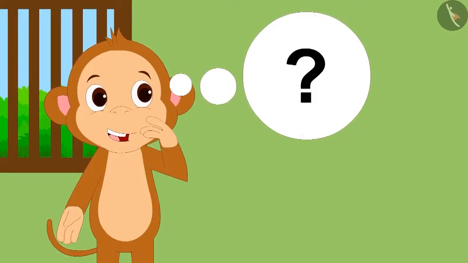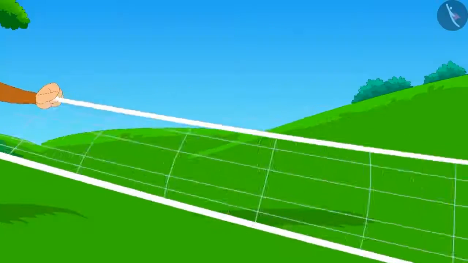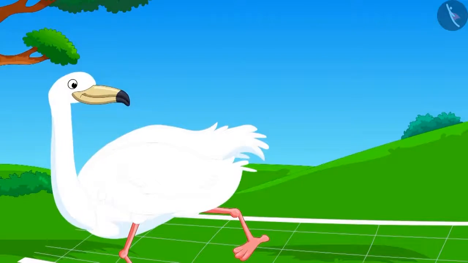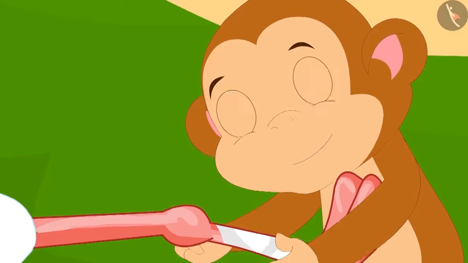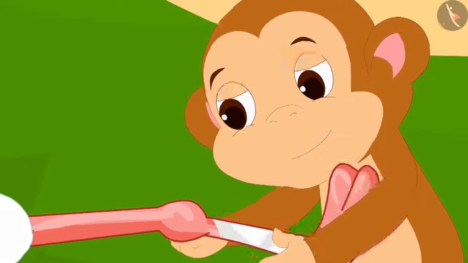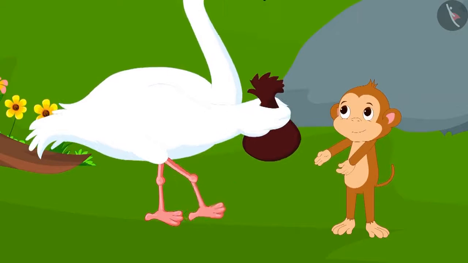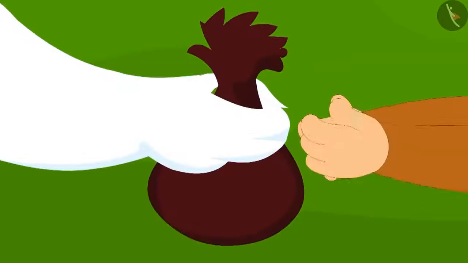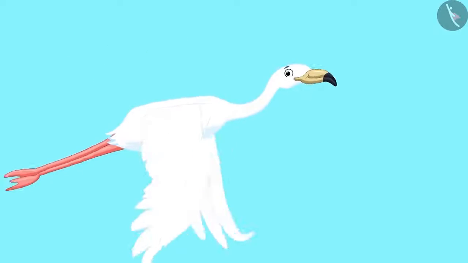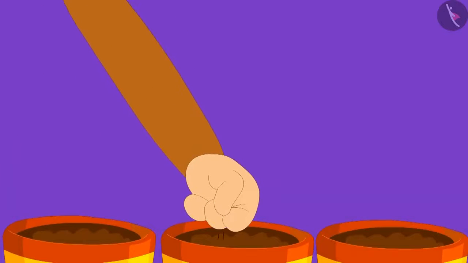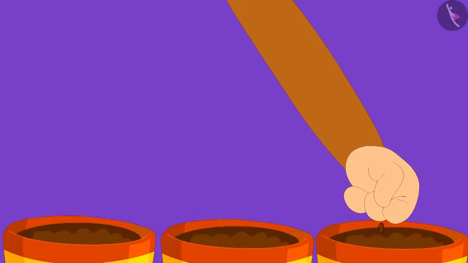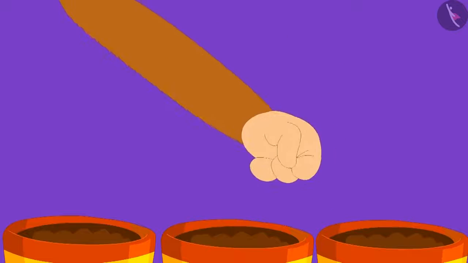The next day, Babban injured the bird by laying a trap. Then he took care of the bird just like Golu, and the bird recovered. Before leaving, the bird gave some seeds to Babban too. Babban planted 5 seeds each in 3 pots. Can you tell how many seeds Babban planted in total?